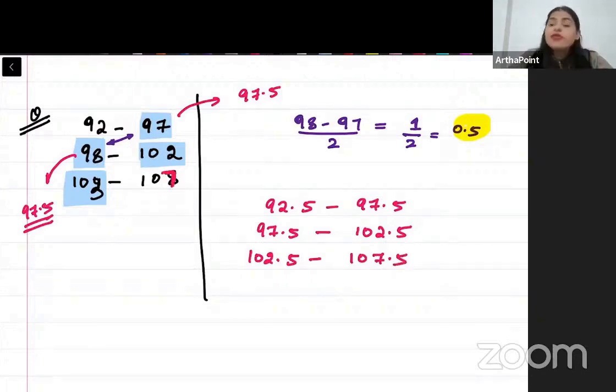So basically, if you have a discontinuous data set, you must first convert it into a continuous data set before you can solve it. That is what is important. Otherwise, the process is the same.